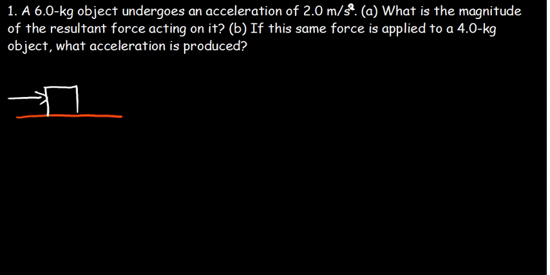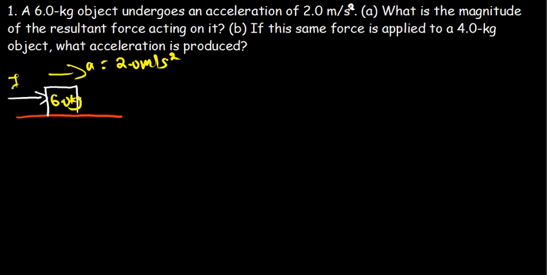So you apply a force. We don't know that force, it is the one which you want to calculate, and this object has got 6.0 kg as mass, and it was moving in this direction with an acceleration of what? 2.0 meters per second squared. Now part A, after coming up with the free body diagram, let's now see.